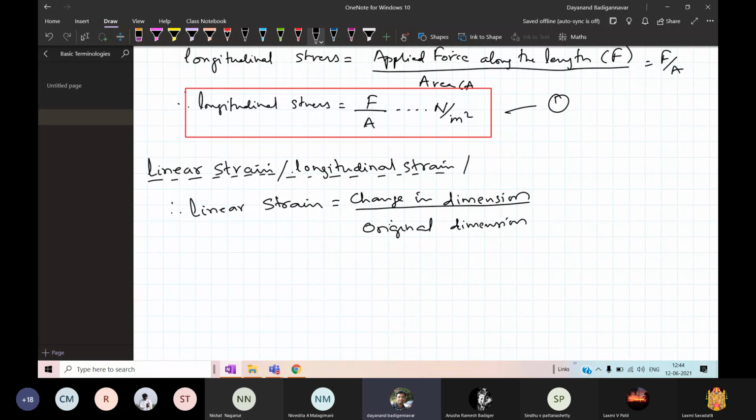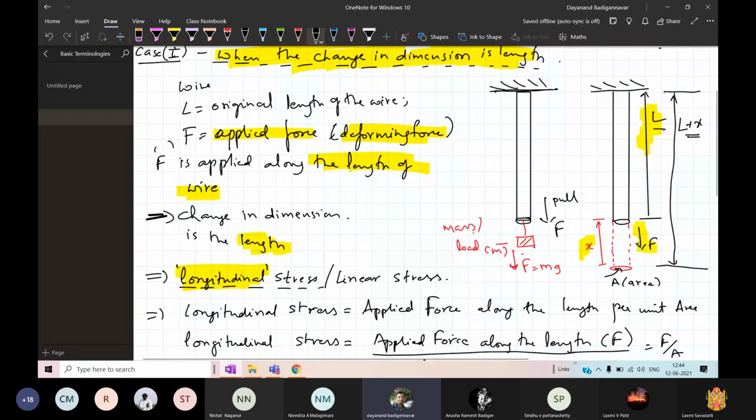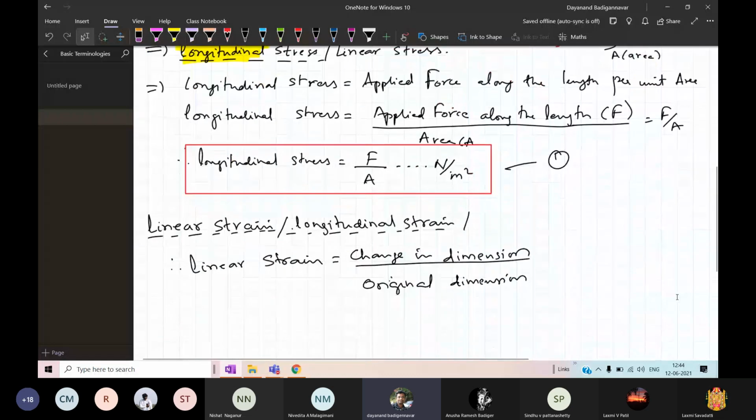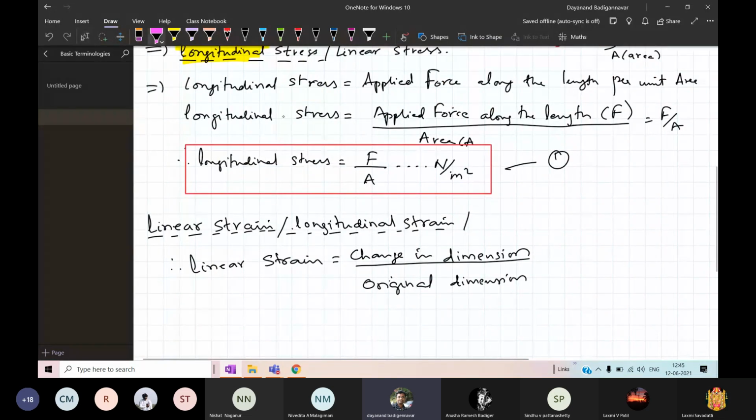Now, you go for this wire. The wire has a dimension whose length is L. This is the original length L. So what is the change in length due to the application of the force? Due to the application of the force, the length gets changed. It is going to increase by a length x. Therefore, the change in dimension is the length.